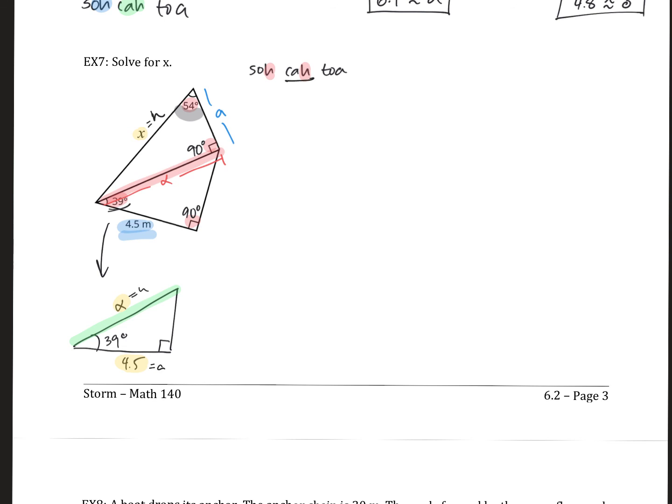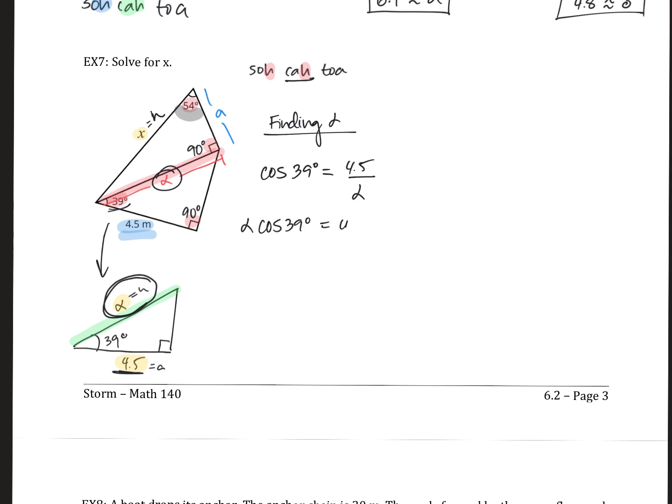That would be cosine. So let's go ahead and say finding alpha, we'll go ahead and use cosine. Why are we using that? Because the values I have are the adjacent, and I really want to find this value right here, which would be that number. So the cosine of 39 degrees is going to equal adjacent over hypotenuse, so that'll be 4.5 over alpha. And then solving, let's see, multiply both sides by alpha, so we get cosine 39 degrees times alpha equals 4.5. How did I do that? Well, I just multiplied both sides by alpha. And then divide both sides by cosine of 39 degrees.